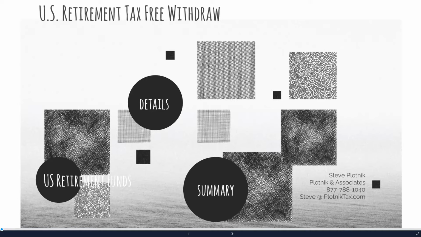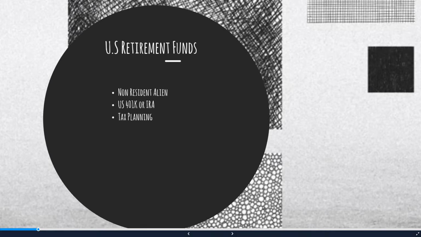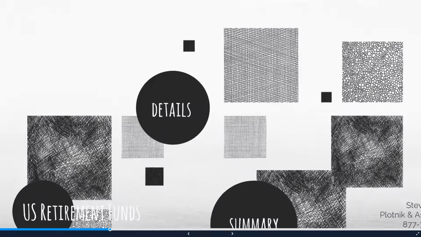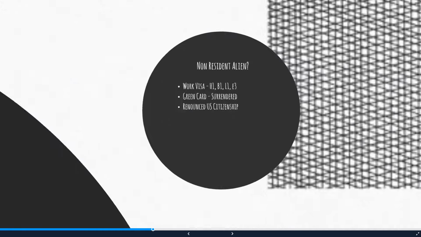Hi, my name is Steve Plotnick, and our presentation is to show you how to take your U.S. retirement account and withdraw from it tax-free and bring it into your foreign country. In order to do this, you have to have a U.S. 401k or a U.S. IRA. You have to be a non-resident alien, and you have to live in a country that has an agreement with the United States called the tax treaty, and you'll have to be able to present some documents as well.